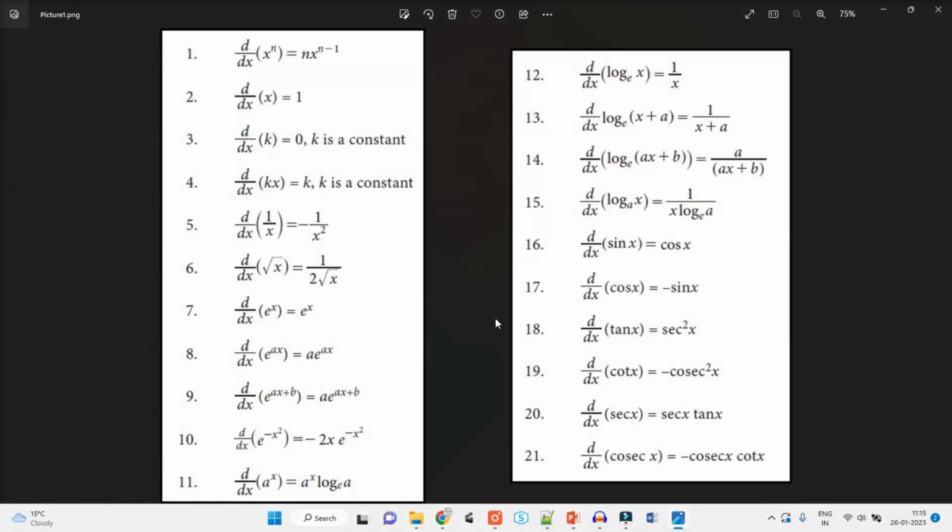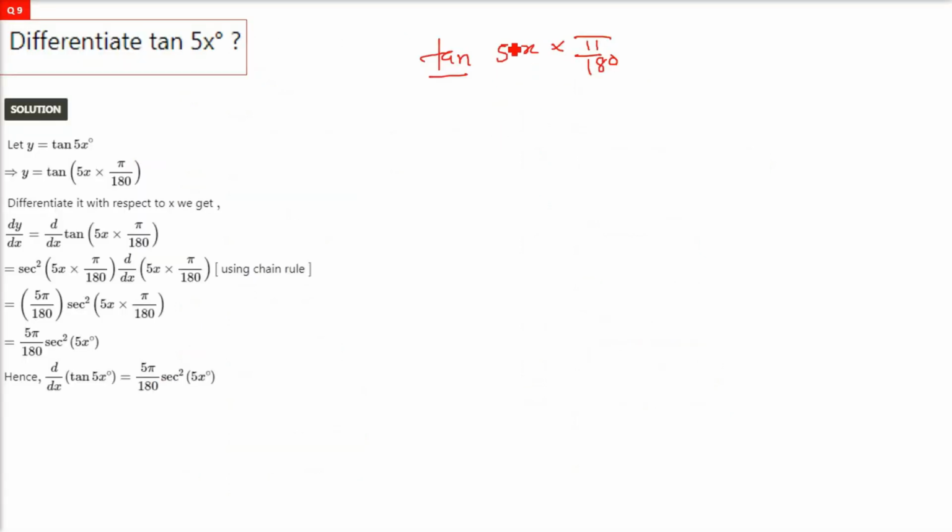So tan we have already seen. Tan x is sec square x. So you can just write whatever is inside, doesn't matter. You just write sec square and whatever is inside just put it here: 5x and pi by 180. Now degree we have converted into radian. Then only you can differentiate. But now 5x into pi by 180 is also remaining.